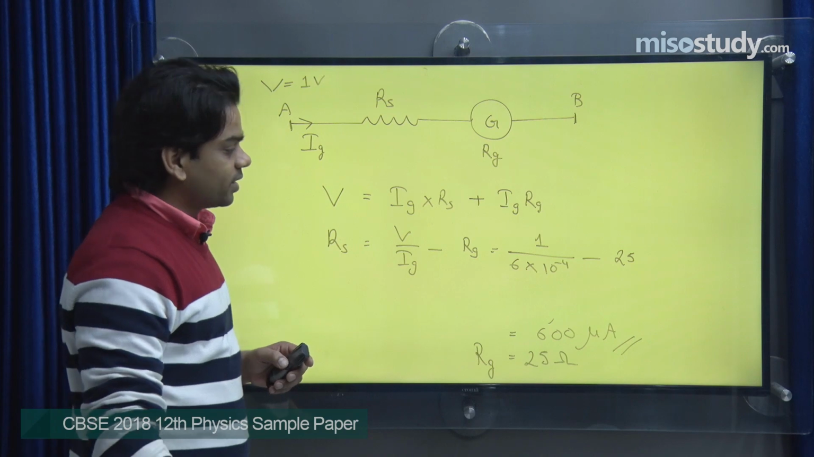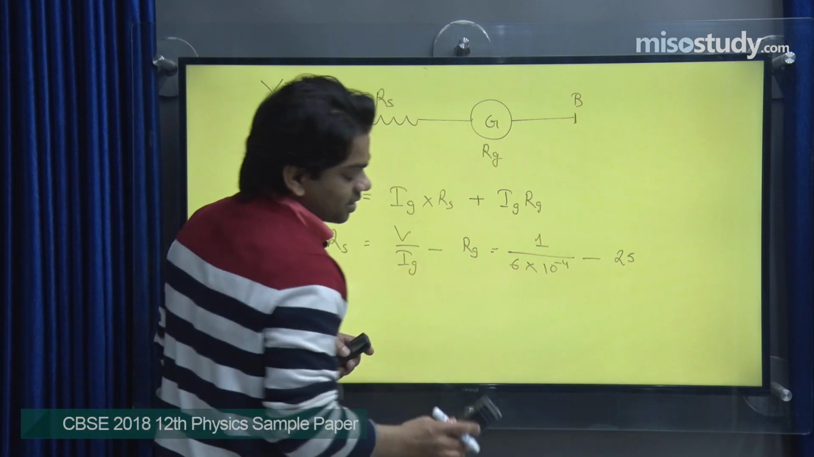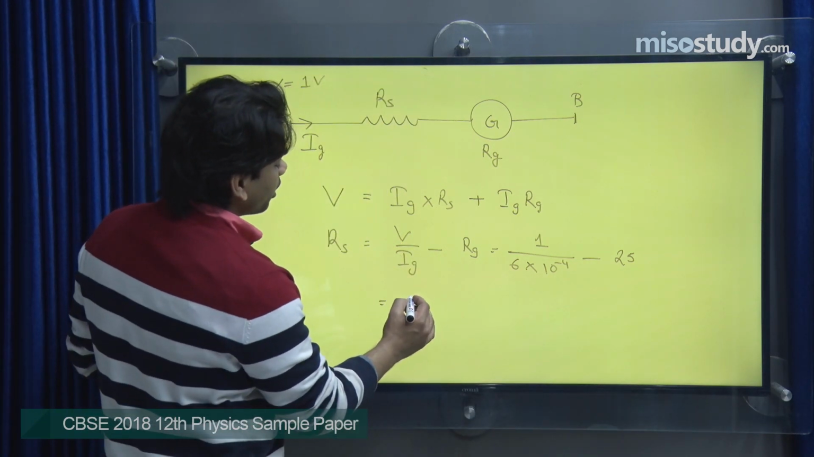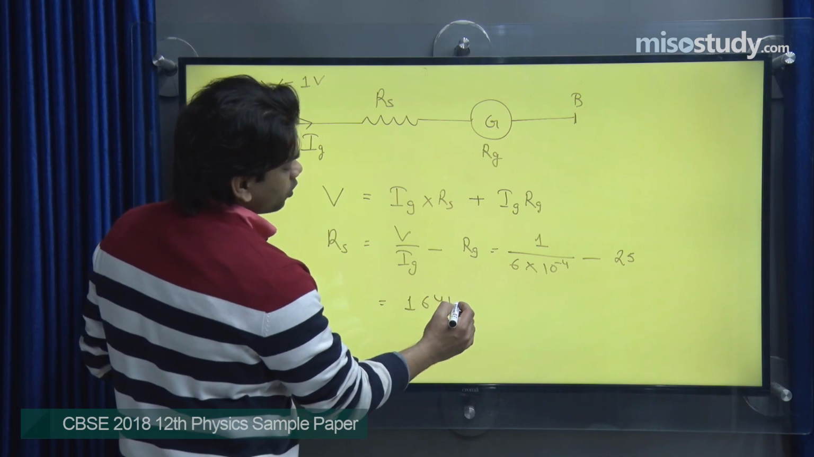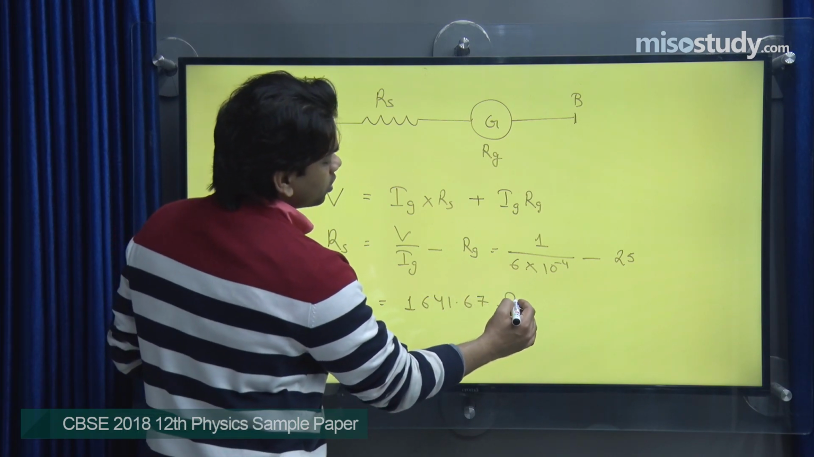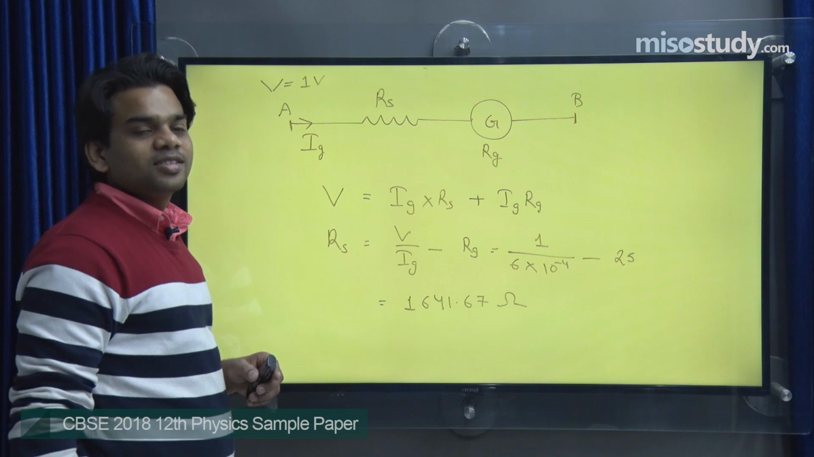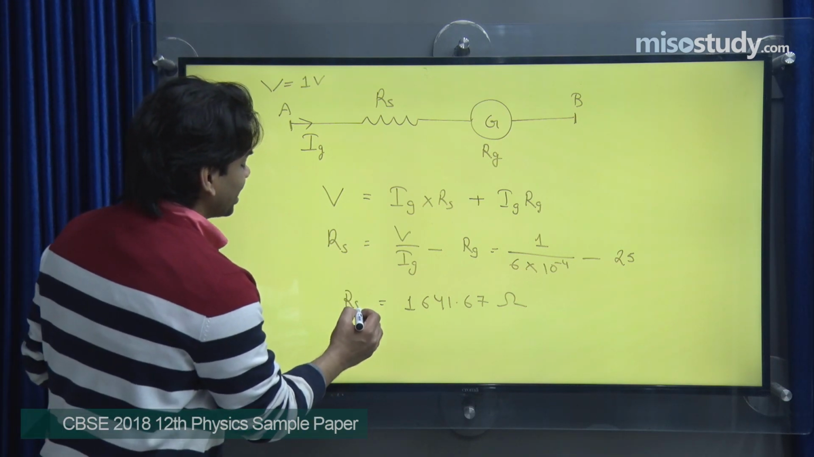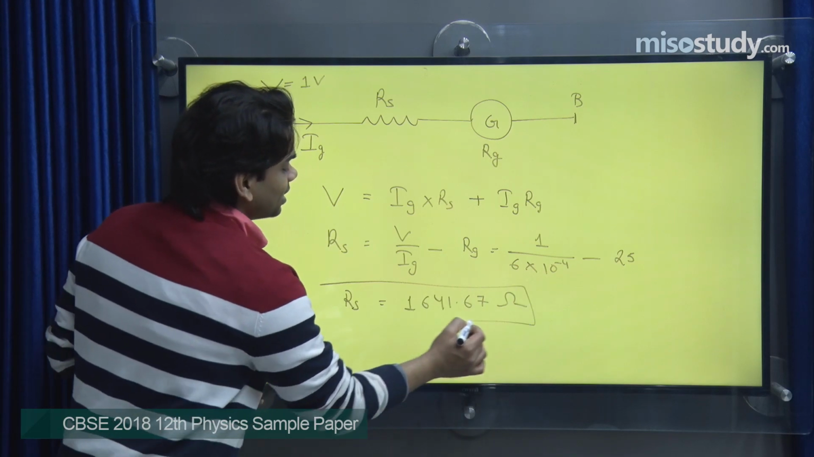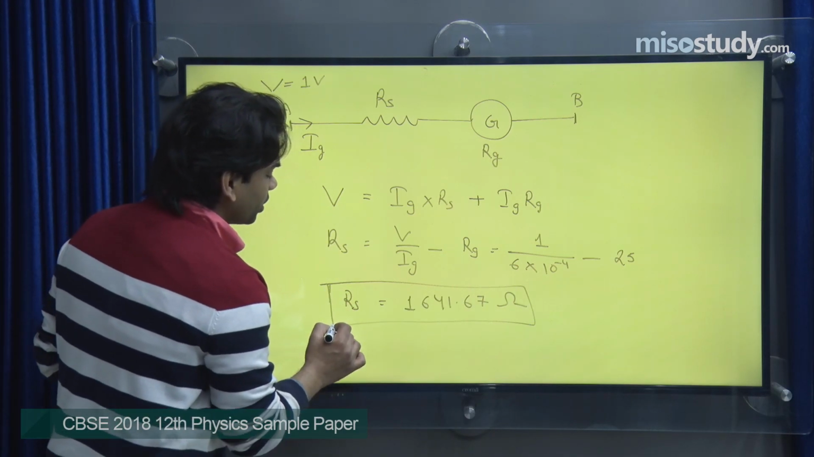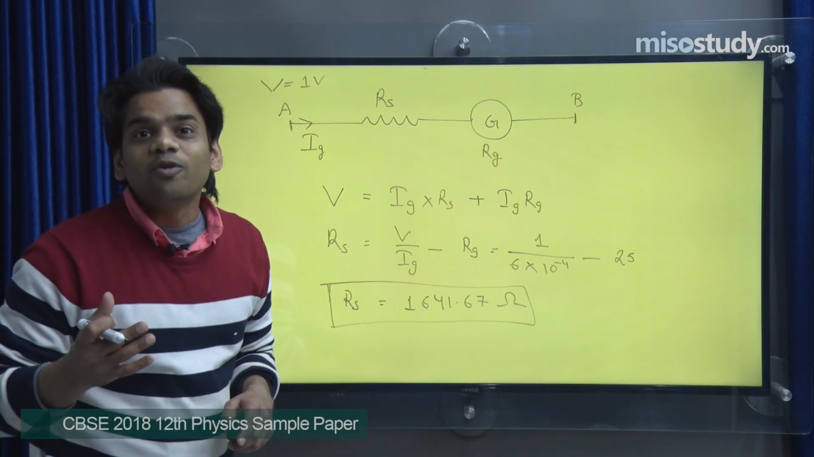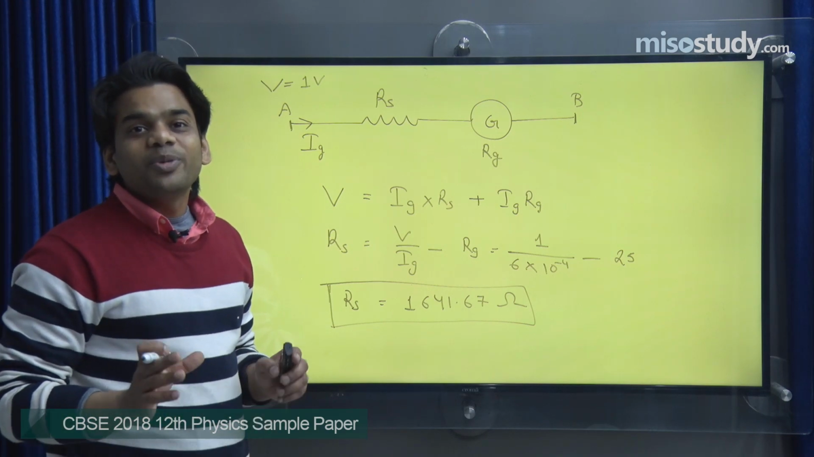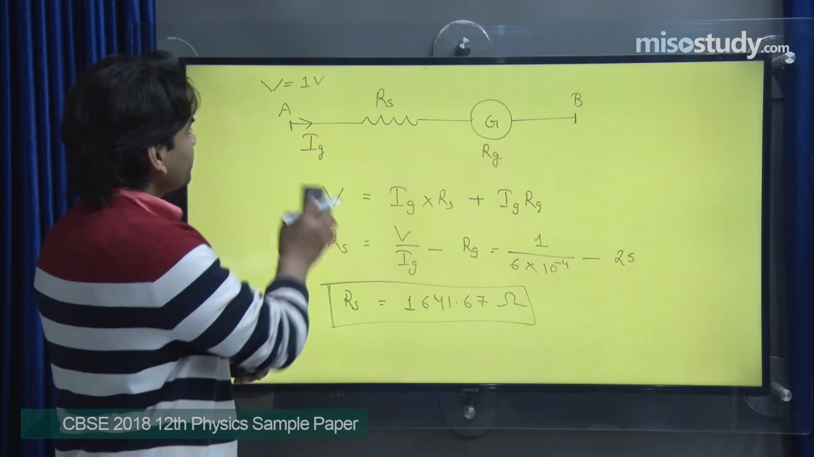If you evaluate this, you will get this as 1641.67 ohm, somewhat like this. You will be obtaining the answer. So finally the result is this, that this much is the value of shunt resistance to be connected in series with the galvanometer to convert it into a voltmeter, so that it can measure up till 1 volt.